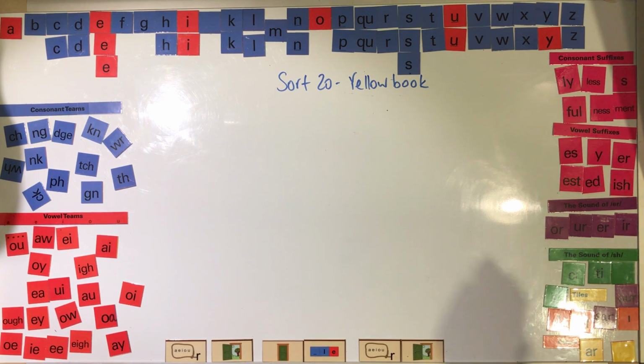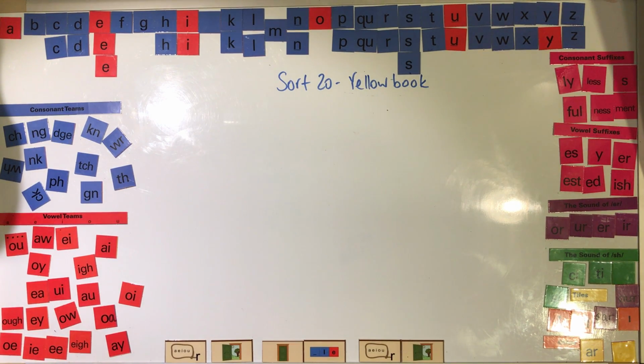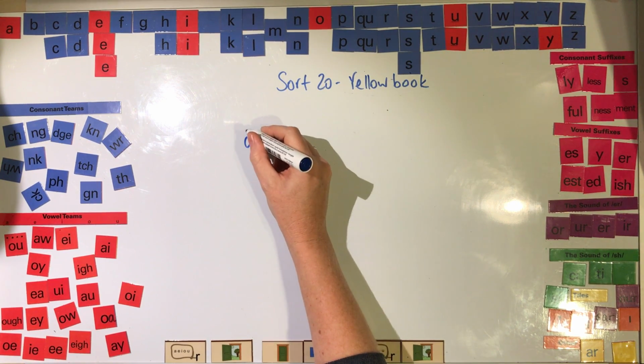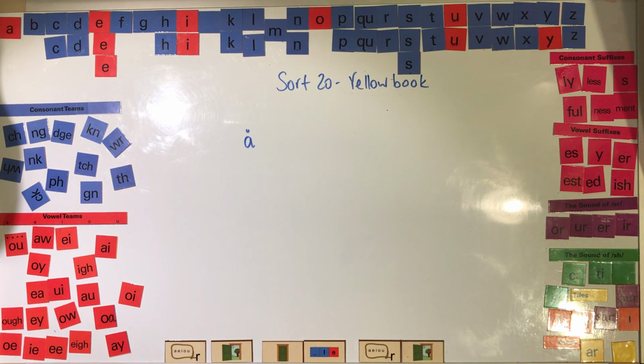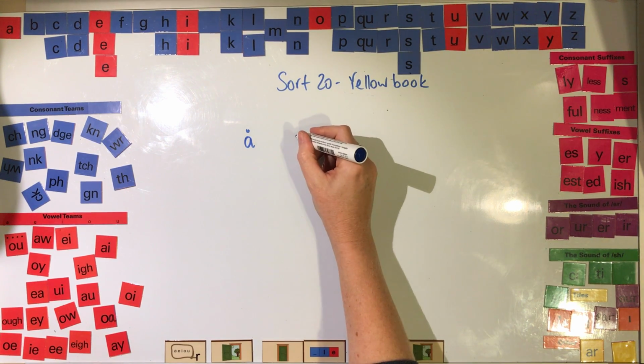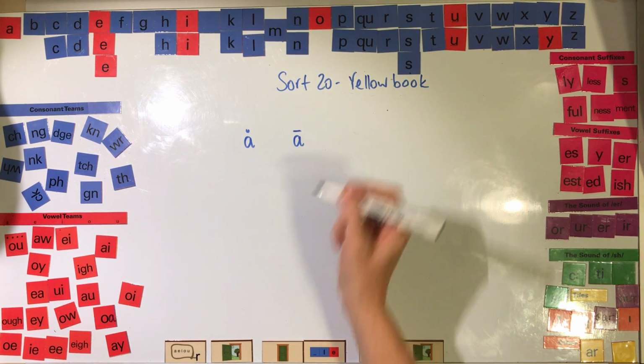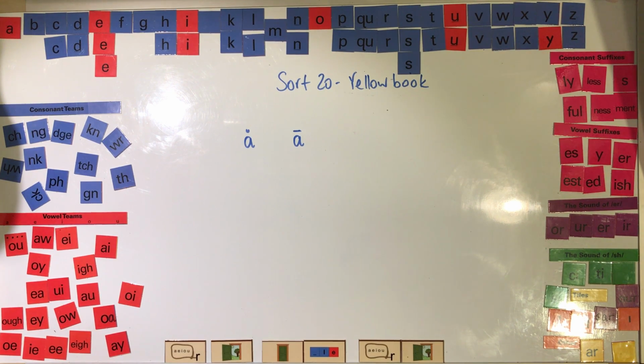Okay, we are going to be doing sort 20 from the yellow book today, and we're going to be continuing looking at vowels, making their short and long sounding words. So last week you were playing around with words that had short a. Remember, this little loopy thing at the top means it's saying its short sound, like ah. And then we were looking at how to make A sounds in words.